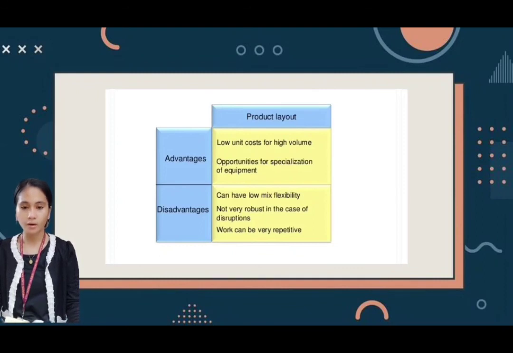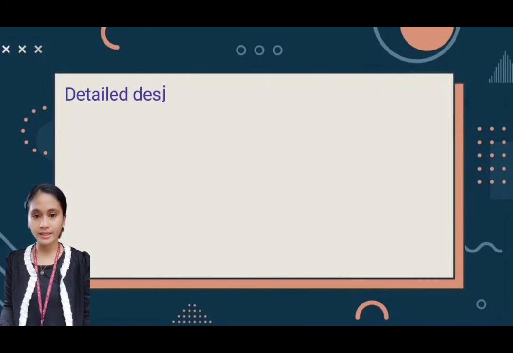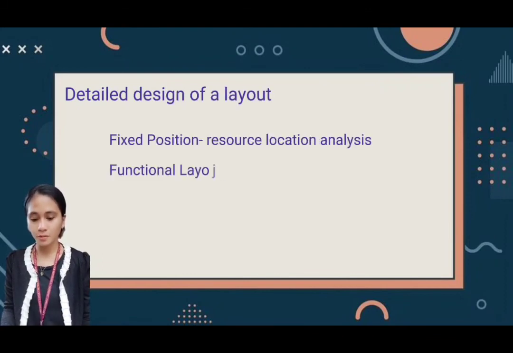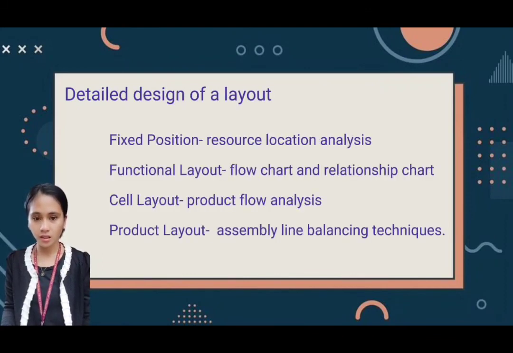Work can be very repetitive. Detailed design techniques. Fixed position: resource location analysis. Functional layout: flow charts and relationship charts. Cell layout: product flow analysis. Product layout: assembly line balancing technique.